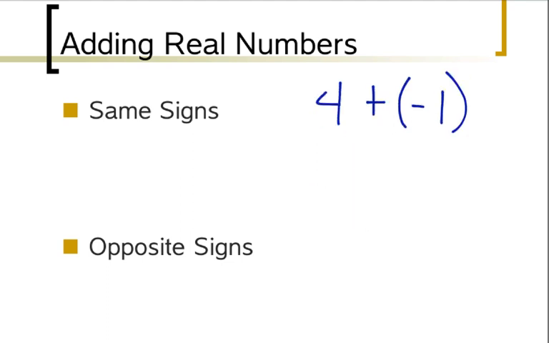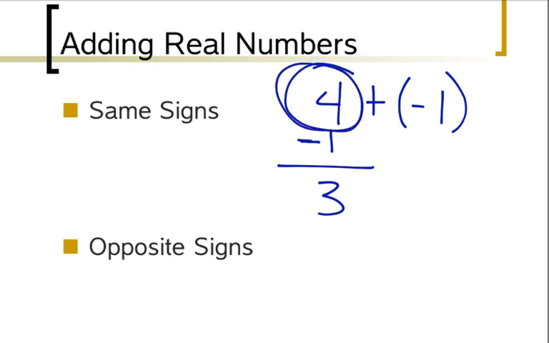Alright, so let's try another one. Here we've got 4 plus negative 1. They're opposites, so I stack it. The bigger one's 4. The bigger value is 4. So I put 1 on the bottom, and I subtract and get 3. Now, 4 was the bigger one. It was positive, so my answer is positive 3.